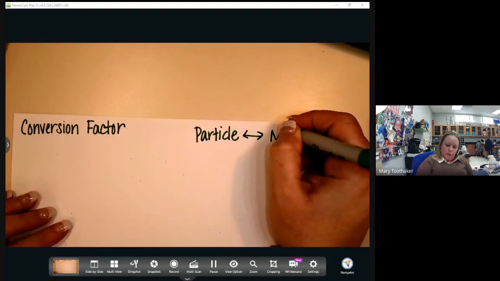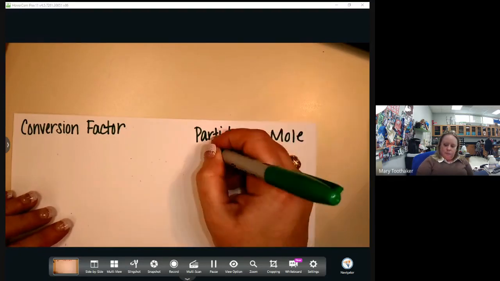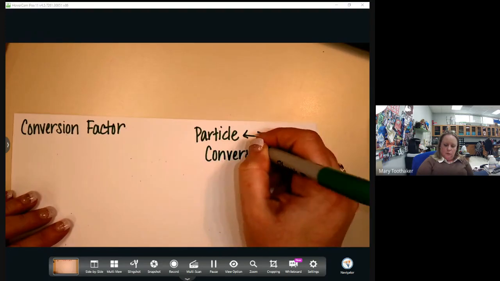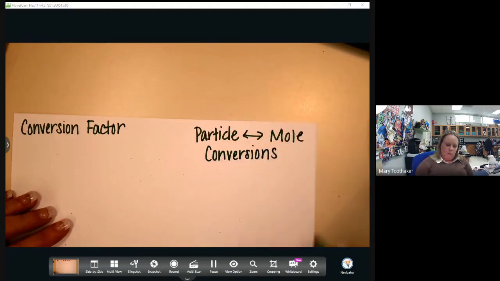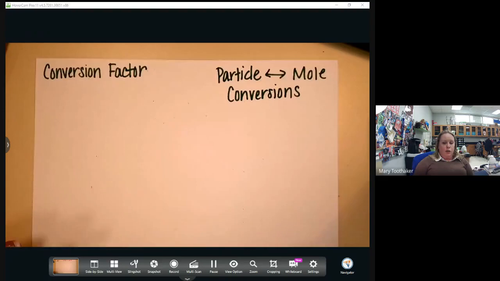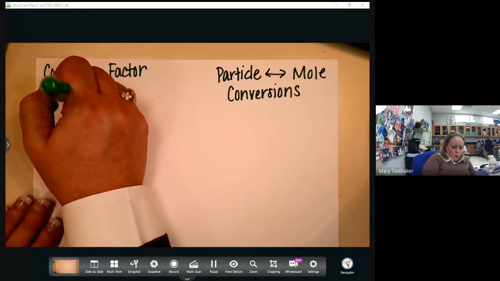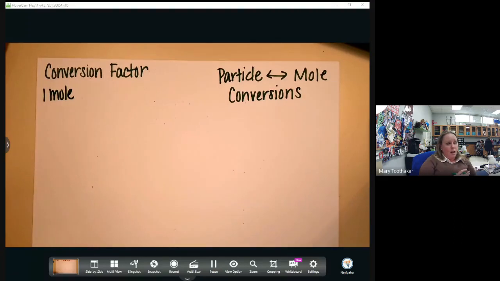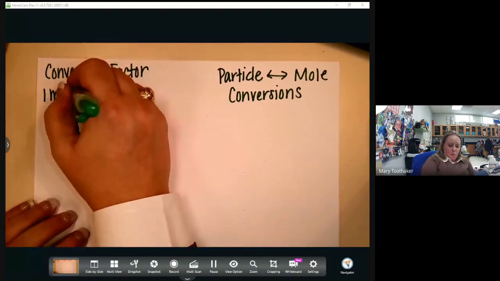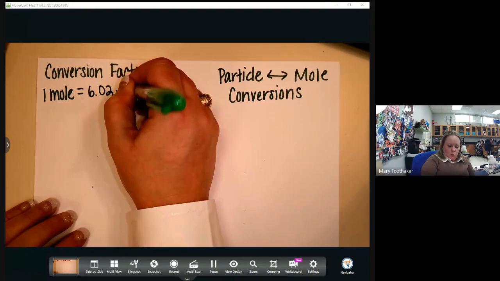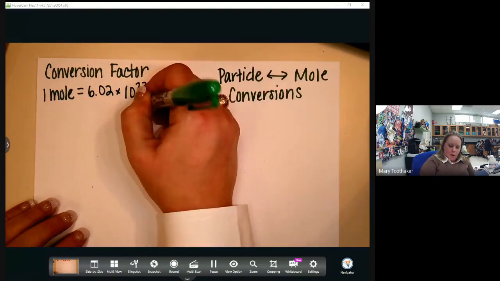Particle mole conversions. These are the ones where you use Avogadro's number, the conversion factor you use to change these units, because again, we're not changing the substance, the amount of substance, we are just changing the unit that we're using to manipulate it. 1 mole is equal to 6.02 times 10 to the 23rd particles.